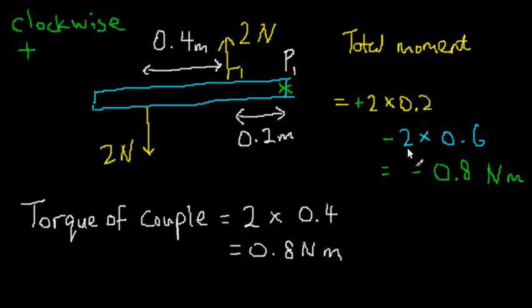Right, now I'd like you to take a look at something. Take a look at this number 0.8 that I calculated by adding up the moments, and take a look at this 0.8, which I got from using the formula for the couple, the formula of force times perpendicular distance. They are the same, right? There's the minus sign here, and that gives us the additional information that it is anti-clockwise. But the magnitude, as you can see, is the same.